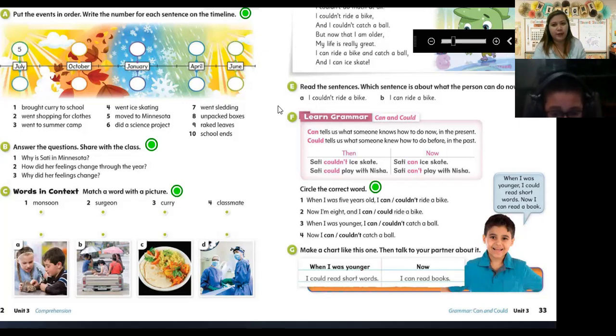I'll give that one as your homework. We'll check it next week in our next class. I want you to make 3 sentences for when I was younger and 3 sentences for now. You can take a screenshot of this one so that you can have a copy.